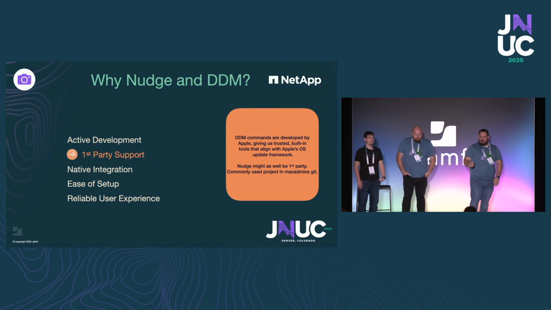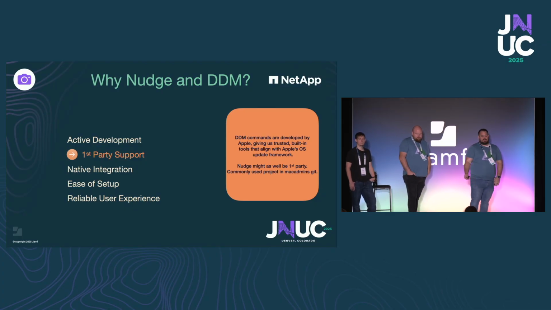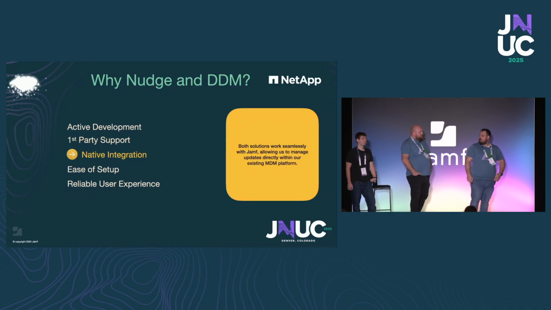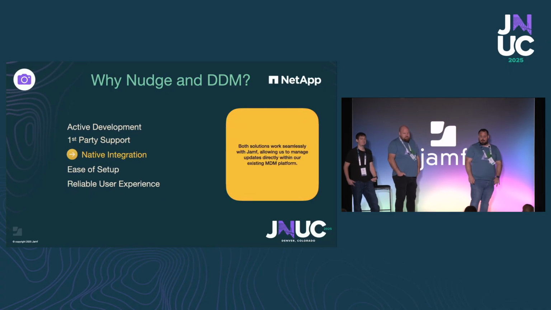And then Nudge, it might as well be first-party because it is part of the Mac admins group within their Git repo. And it's such a commonly used tool out in the world. Some really big customers use it. Jamf uses it internally. Obviously, we use it internally. Big shout out to Mac admins for Nudge. Yeah, they've done a really good job of building out and supporting it.